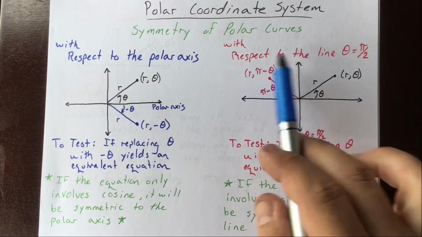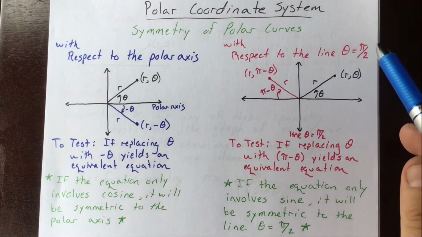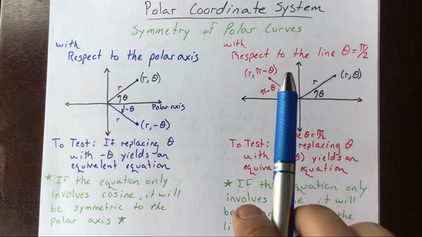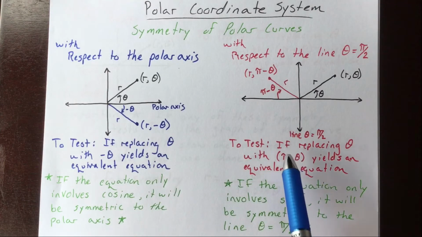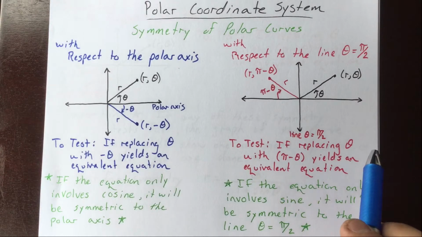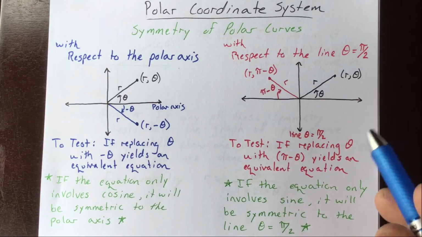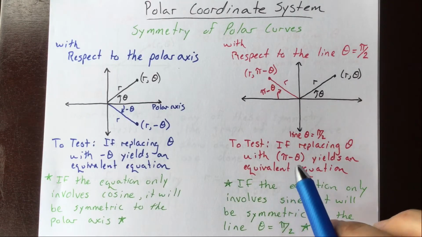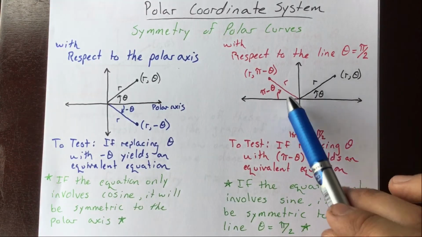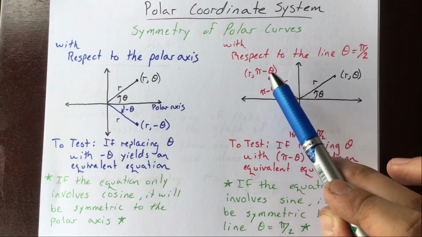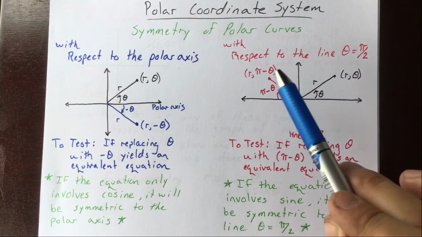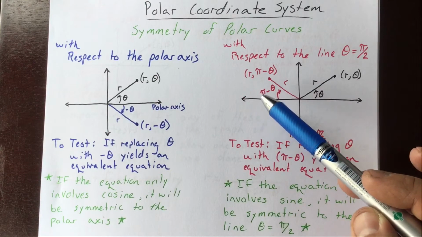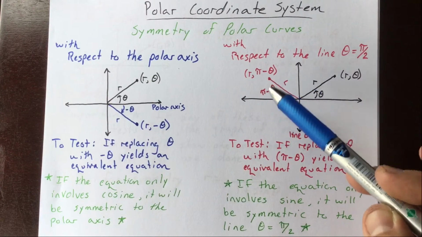Now looking at symmetry with respect to the line theta equals pi over 2, this vertical line, we can see how it's symmetric there. To test this, we replace theta in the equation with pi minus theta to see if it yields an equivalent equation. It's a similar process, but the reason we use pi minus theta is because of the angle that we could represent this point with, if it's symmetric. Relating it to theta, we would say it's pi minus theta, 180 minus the degree value.